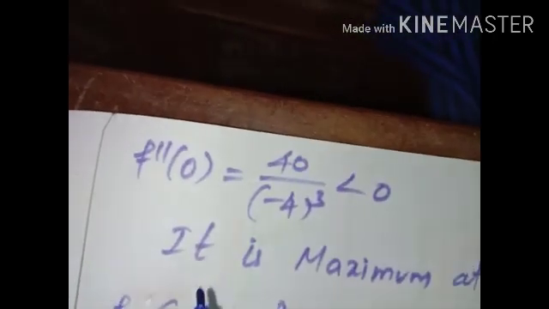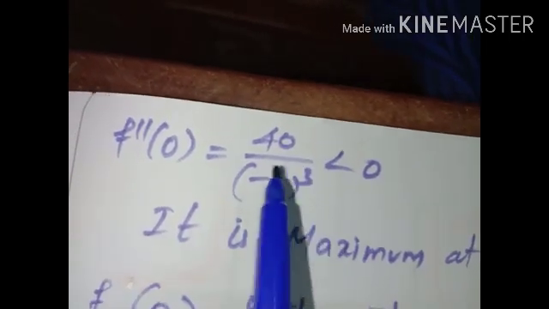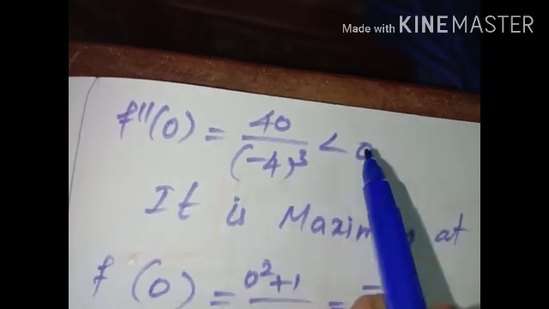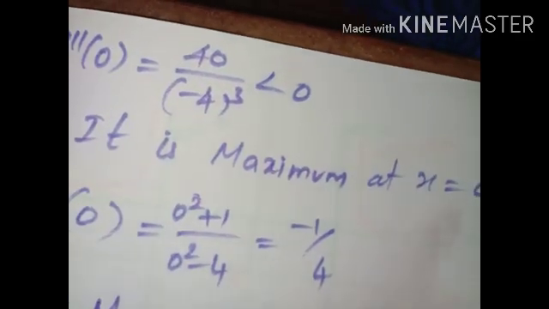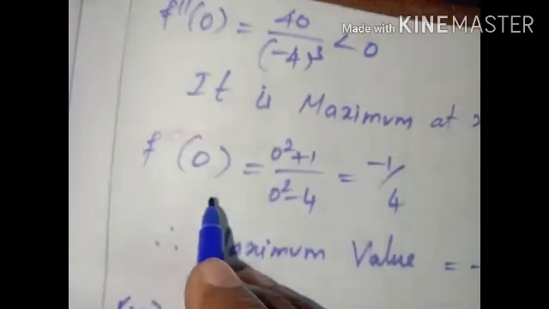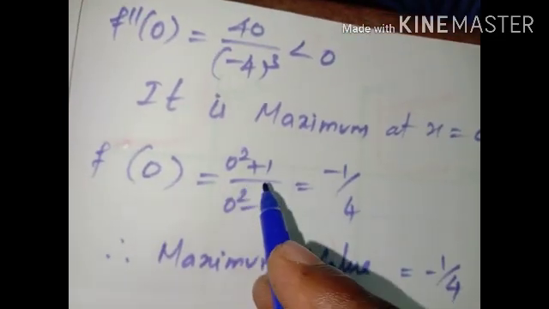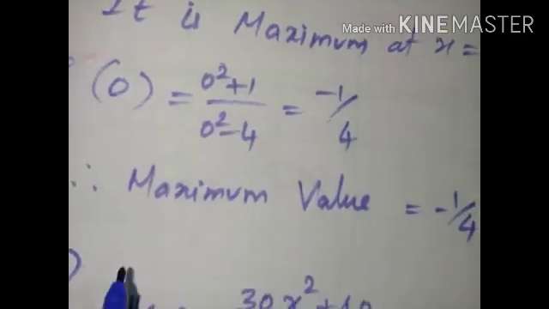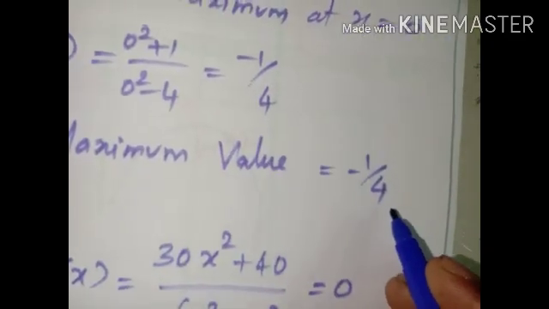And f double dash of 0 is equal to 40 divided by minus 4 whole cube. So in this term it is less than 0, so it is maximum at x equal to 0, and f of 0 is equal to 0 square plus 1 divided by 0 square minus 4, so minus 1 by 4. The maximum value is minus 1 by 4.